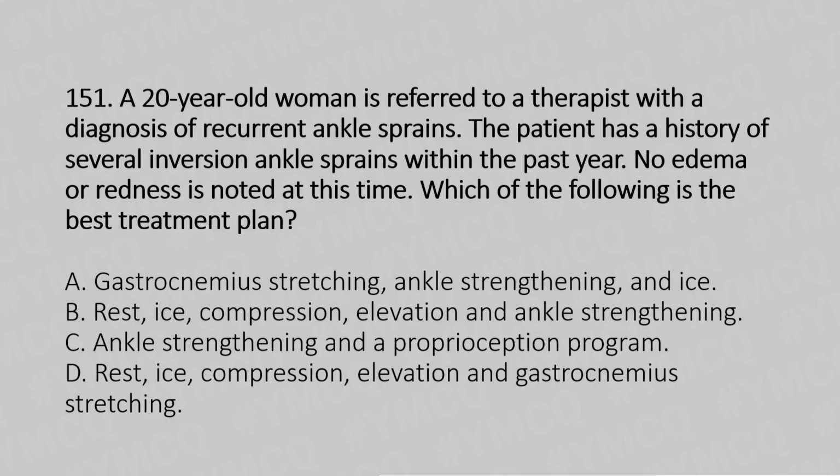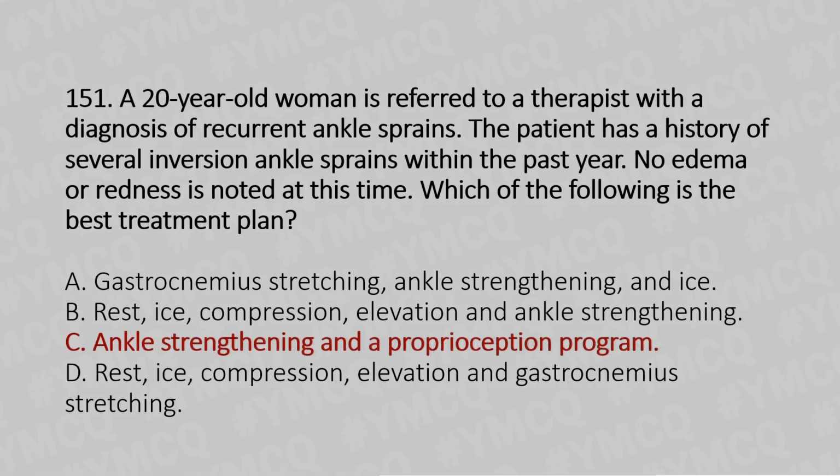Option A, gastrocnemius stretching, ankle strengthening and ice. Option B, rest, ice, compression, elevation and ankle strengthening. Option C, ankle strengthening and proprioceptive program. Option D, rest, ice, compression, elevation and gastrocnemius stretching. And the answer is Option C, ankle strengthening and proprioception program.